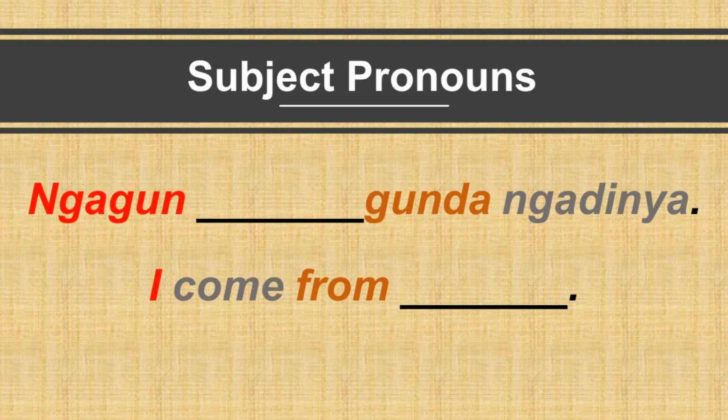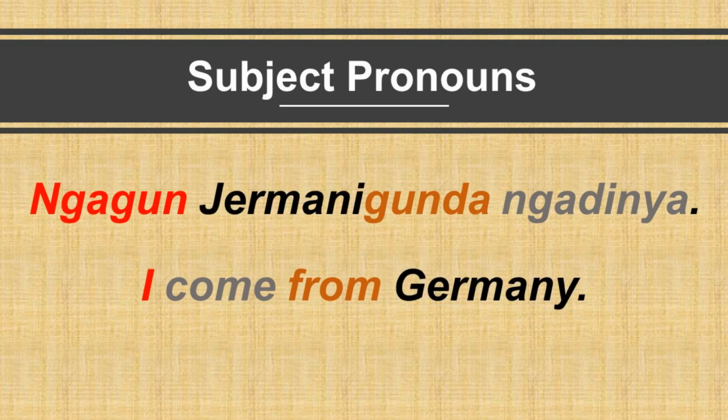So we can insert a place name here. For example, for myself, I would choose Germany because that's where I'm from. So I can say, Ngagun Germany gunda ngadinya. I come from Germany.